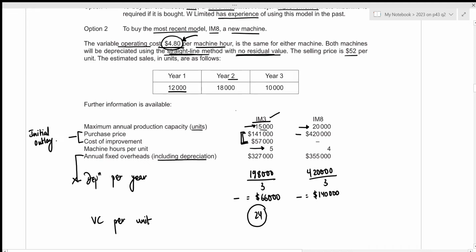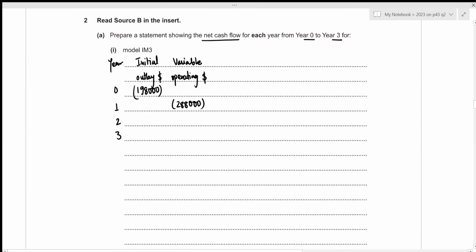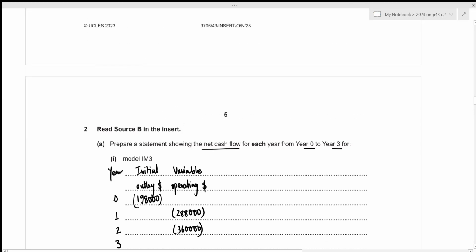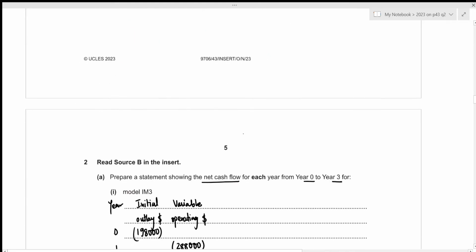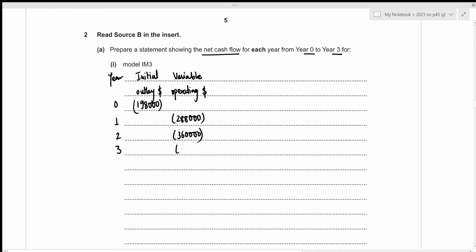But remember that our maximum annual production capacity is 15,000 for IM3. So rather than 18,000, we'll be using 15,000 units. So that will be 15,000 times 24, which results in the value of 360,000. Then we repeat the same process for year 3 as well. The number of units given in this case is 10,000. So that will be 10,000 times 24, which results in 240,000.